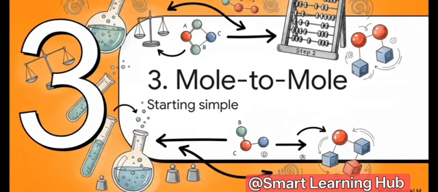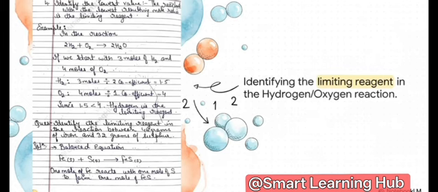Which brings us to Section 3, solving multiple problems, starting simple. Let's look at a true classic, the creation of water. Our balanced equation is 2H2 plus O2 yields 2H2O. And the problem states we're starting with 3 moles of hydrogen and 4 moles of oxygen. Now, since our equation is already balanced and we're already in moles, we can just skip ahead and jump right to step 3 of our method.